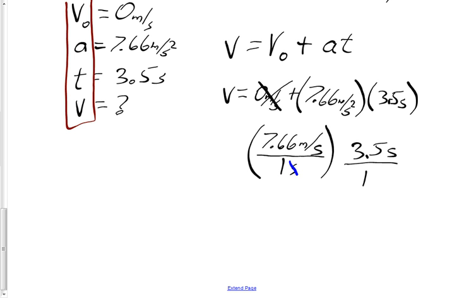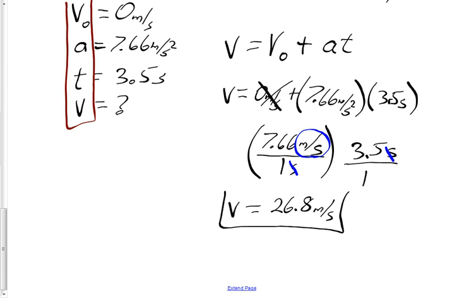Notice that you have seconds here on the bottom and on the top, so those will cancel, leaving behind just simply meters per second, which is why when you take the 7.66 times 3.5, that's going to give us the value of 26.8. That's what we get from our calculator. And the units will be meters per second. That's what's left behind. So our final velocity is 26.8 meters per second.